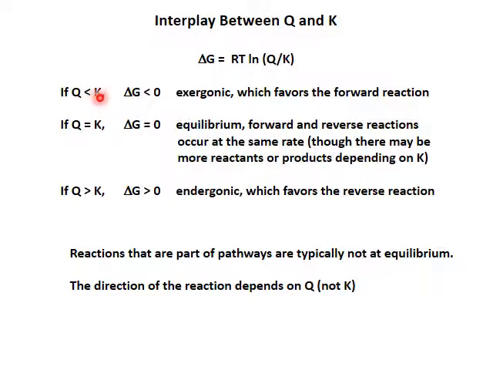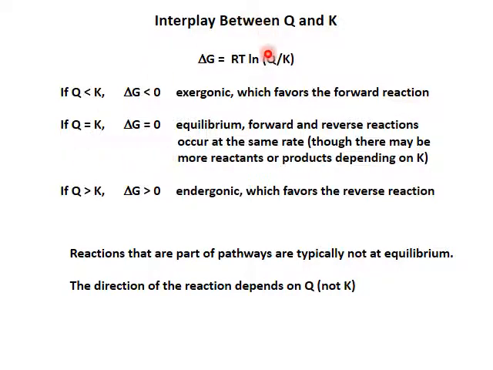So if Q is less than K, this value here is going to be less than 1, and therefore delta G is going to be less than 0, exergonic, favoring the forward direction. If Q is greater than K, then this value is going to be greater than 1. Delta G is going to be greater than 0. The reaction is endergonic, which favors the reverse reaction.